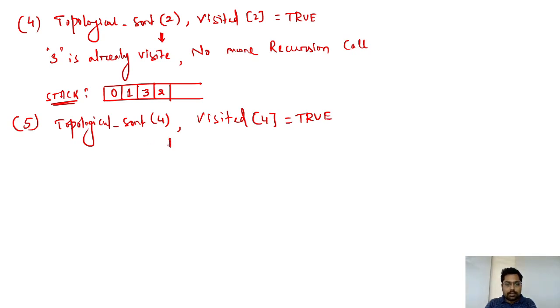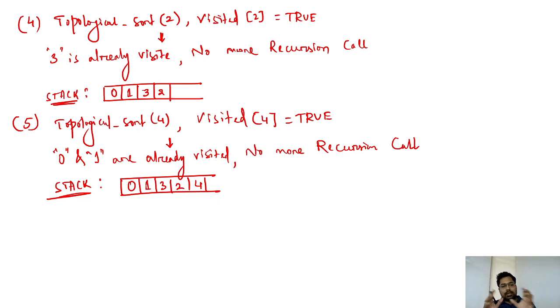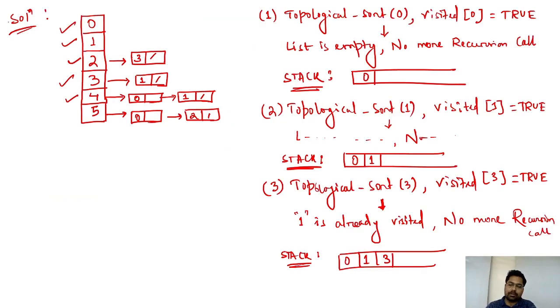Then for 4, the connections are 0 and 1, and 0 and 1 are already visited. So no more recursive call. This is how we are planning: 0 and 1 are already visited, so no need to go for any recursion call. So the stack could be updated as 0, 1, 3, 2 and then 4. This is how we clarify the nodes which have been deleted.